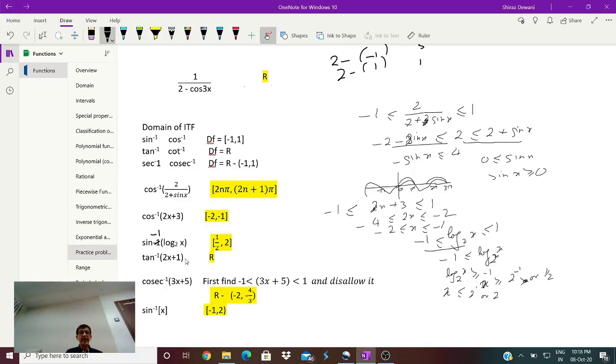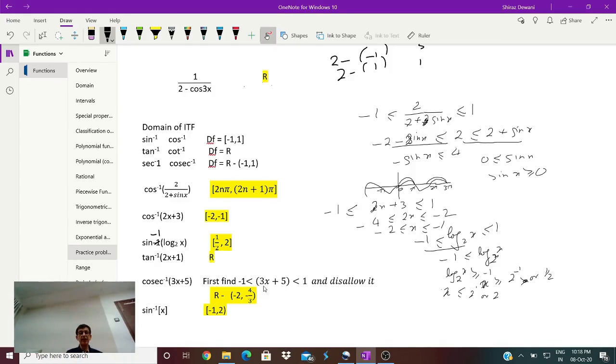Tan inverse. I had said a little while earlier that the domain of tan and cot is the entire set of real values. So whatever be the value of x, it will produce real values. So the domain of this function is the entire set of real values. Then cosec inverse of 3x plus 5.